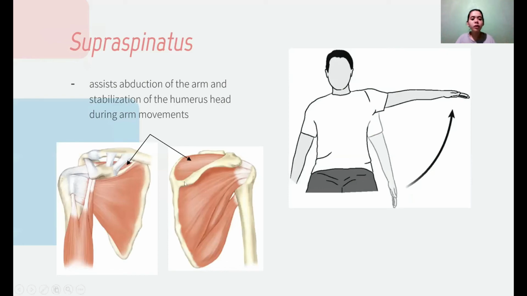So the supraspinatus, let me just move this again, and forgive me for the noise. The supraspinatus, it's over here. This is abduction of the arm and stabilization of the humerus head during arm movements. So abduction is moving away from the medial location. It's just like raising arms sidewards. That's the abduction, and you could do that through your muscle over here.